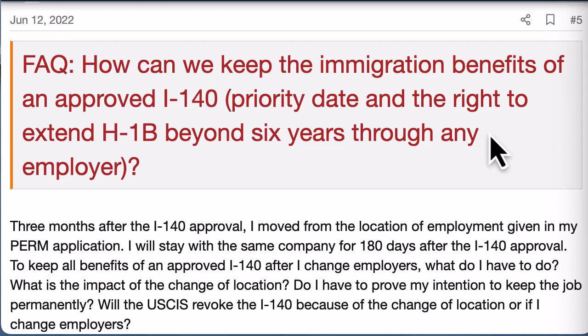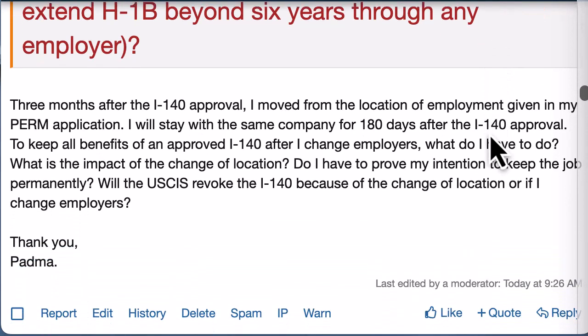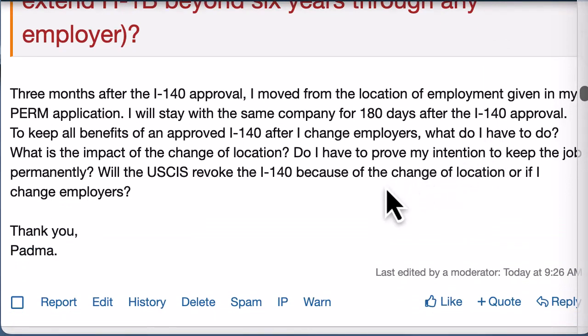Once the I-140 is approved and stays approved for 180 days, you have the right to extend your H-1B through any employer beyond 6 years. This is true even if you left the employer 10 days after filing the I-140. So you don't have to maintain the job for 180 days. Your I-140 must remain unrevoked for 180 days. Okay, I hope that answers your questions. Let me just double check. Do you have to do anything? No, this is automatic.